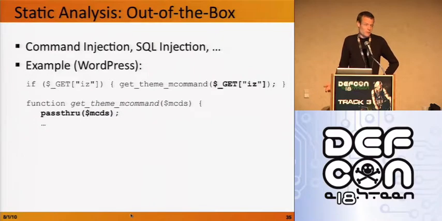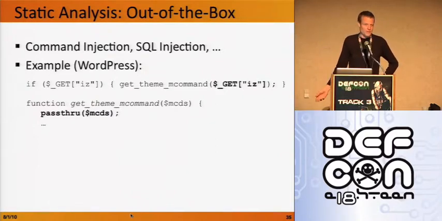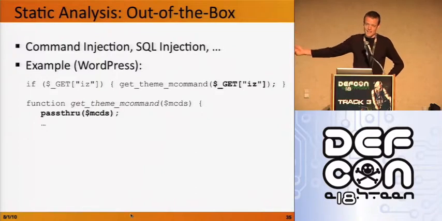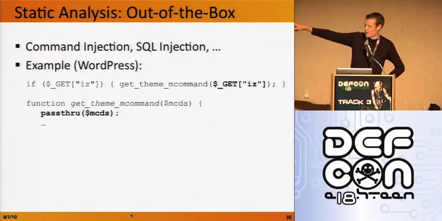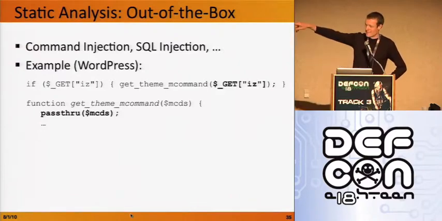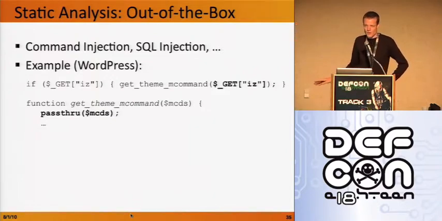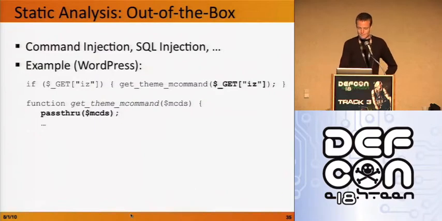If I was doing a manual review and I wasn't looking too carefully at this, I might just read right past it. But the definition of getThemeMcommand is to execute pass-through, which just executes a shell command or a script on the server. So this is a command injection vulnerability, and any static analysis tool worth its price would find this out of the box, because you're taking a request parameter, IZ, and passing it to execute as a shell command. That's just a bad idea, no matter why you're doing it. It doesn't matter that you've got that conditional over to the left that says only do it sometimes. It's always a bad deal. So out of the box rules would find this problem.